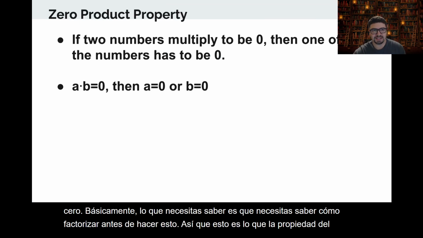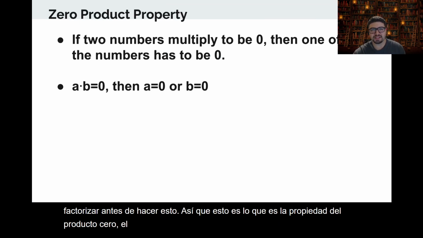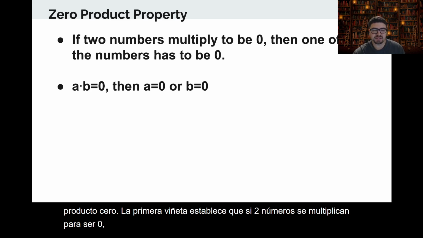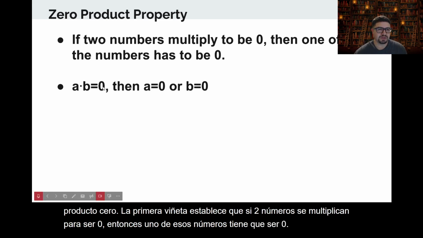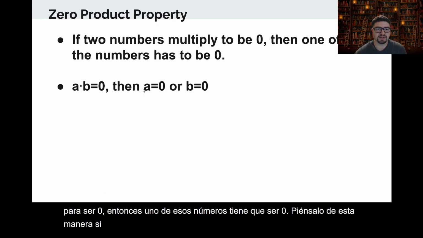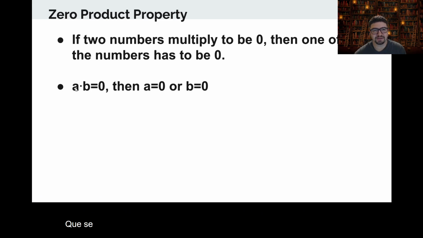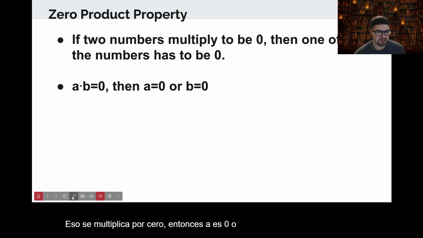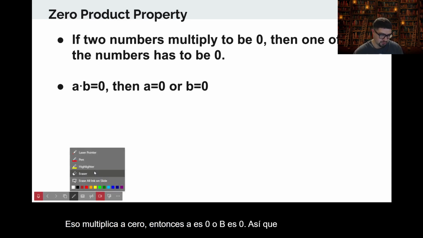The first bullet point states that if two numbers multiply to be zero, then one of those numbers has to be zero. Think about it like this. If you have two numbers that multiply to zero, then either A is 0 or B is 0. So let me show you with just some numbers real quick.